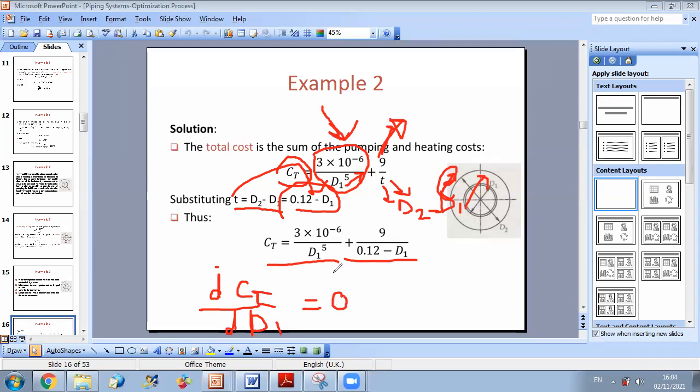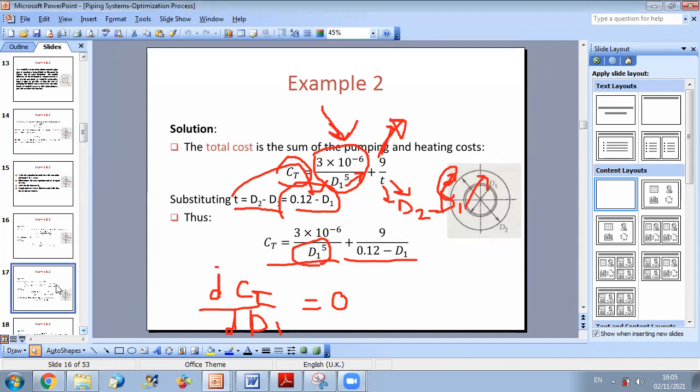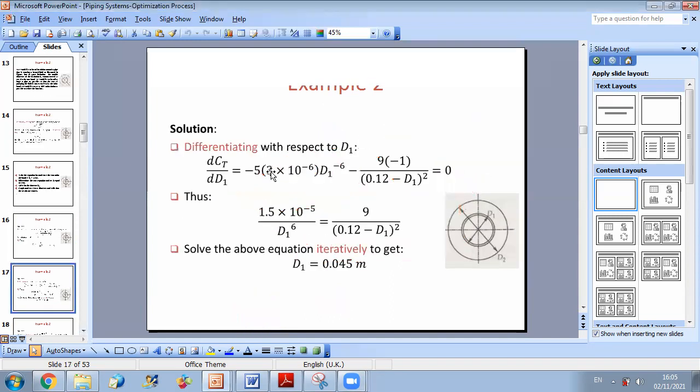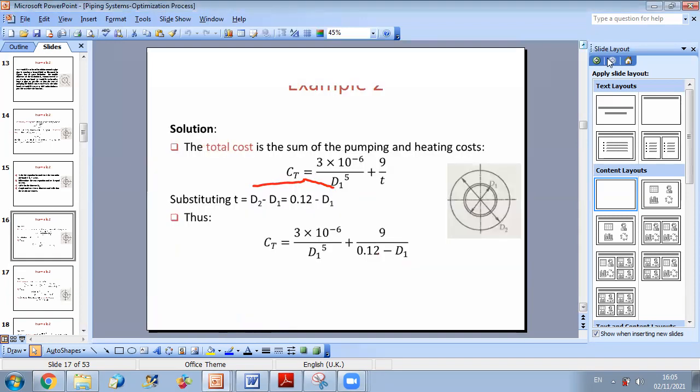We derive with respect to D1 مثل العادة already. D1 to the power 5 هي 1 over D1 to the power 5 يعني D1 to the power minus 5. So when I derive بيكون عندي minus 5 times the constant times D to the power minus 6. هيدي الderivative لأول term. For the second term, okay, you have this. You have 9 over 0.12 minus D1. So هون كيف نعمل derivation؟ عنا هيدي الفانكشن فينا نسميها U. U is function of D1. What is U prime? U prime is minus 1.